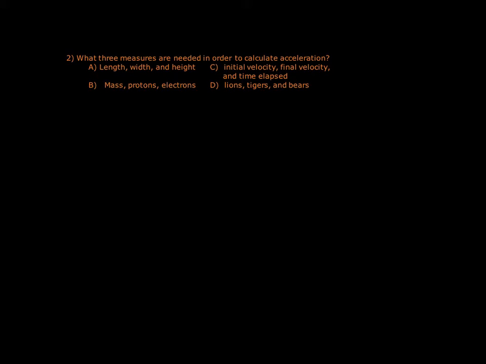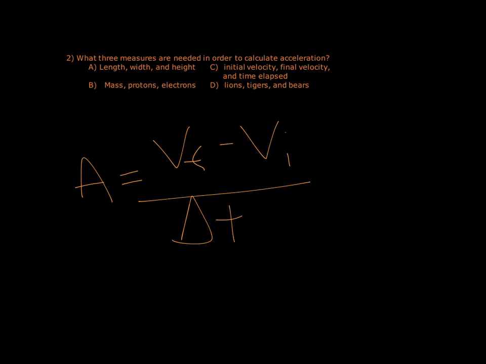What three things do you need in order to calculate acceleration? Acceleration is the final velocity minus the initial velocity divided by the change in time. That's the formula for acceleration. So the three things you need are initial velocity, final velocity, and the time that has elapsed. Answer C.